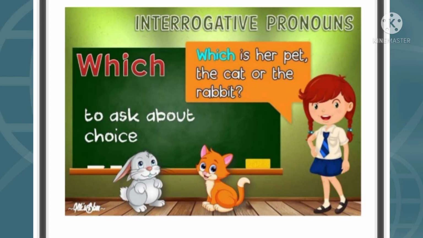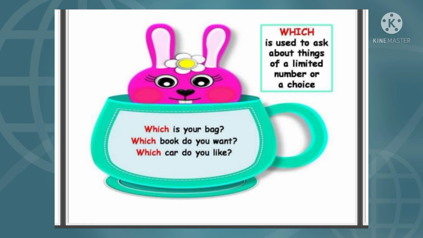Which is used to ask about choice. Which is her pet, the cat or the rabbit? So which is also used as a pronoun, that is interrogative. It is used to frame questions, and here there is a choice. It's also used to ask about things of a limited number or choice. For example, which book do you want? Which car do you like? Which is your bag? Etc.